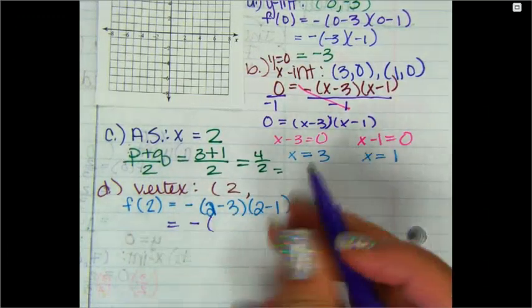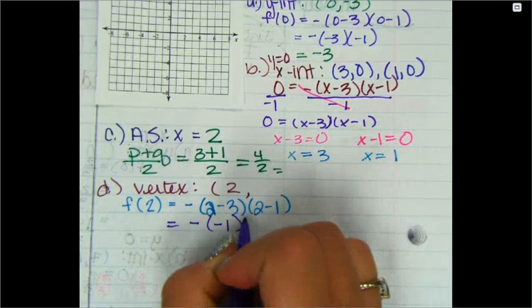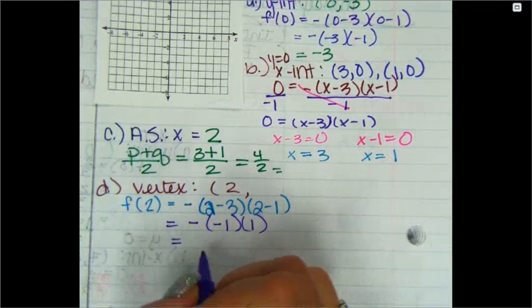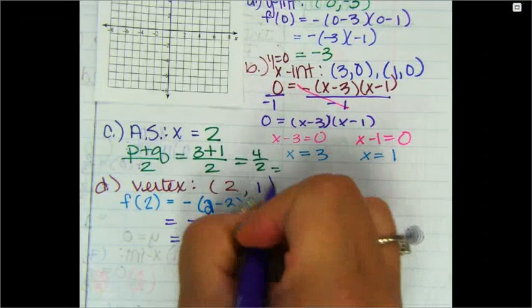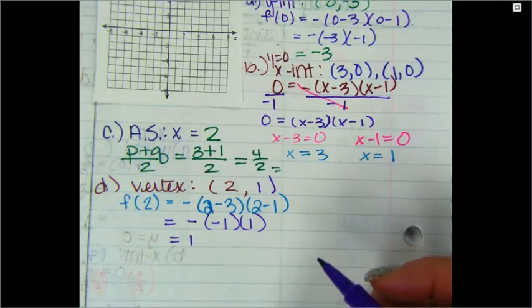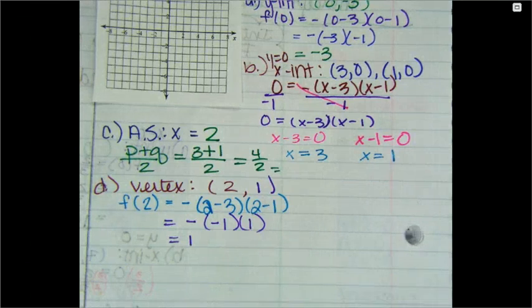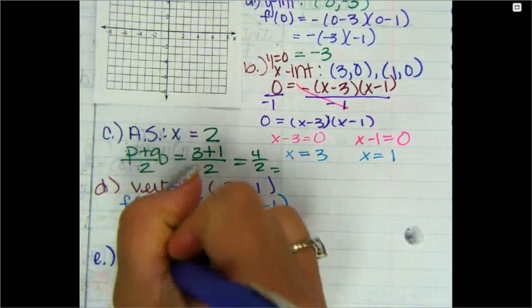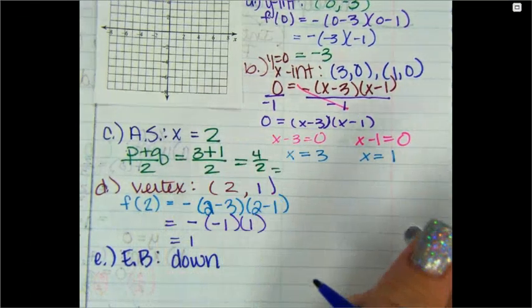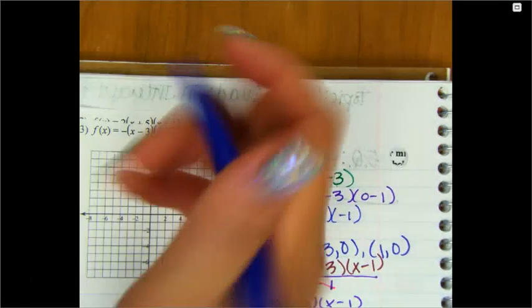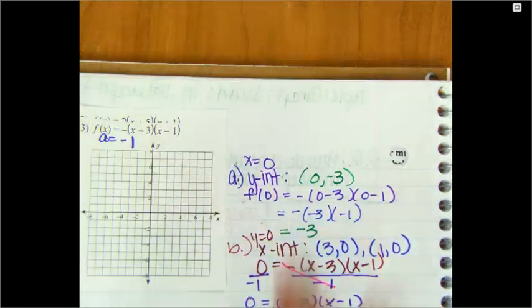Negative times, what's 2 minus 3? Negative 1. What's 2 minus 1? Positive 1. Multiply all of that, what do you get? Positive 1. There you go. Who has the vertex right? And I've started to lose you. Letter E. End behavior? How do you know it's down? Because there's a negative in the front, A is negative 1. The only letter you do have is A. That's it. Everything else is not there.